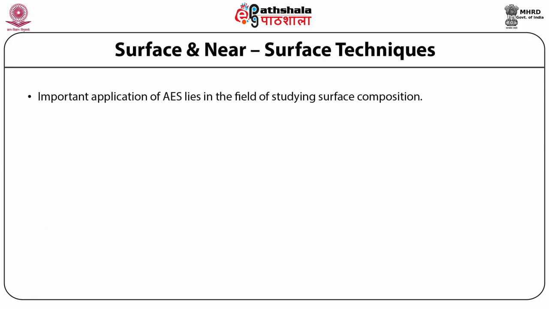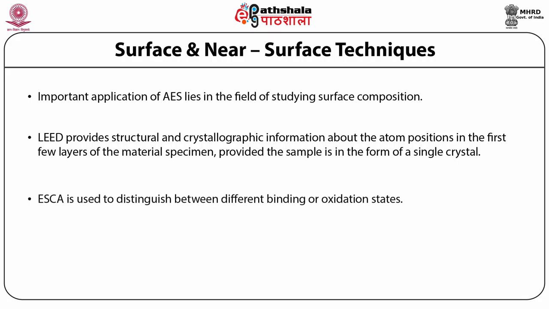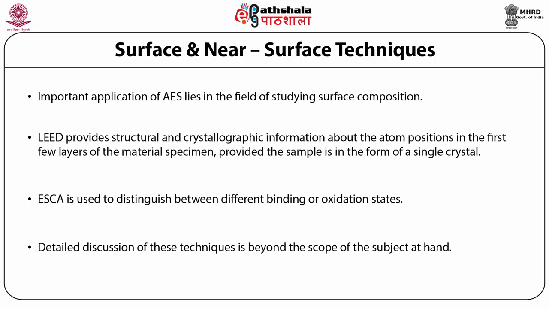An important application of AES, that is Auger electron spectroscopy, lies in the field of studying surface composition. LEED, that is low energy electron diffraction, provides structural and crystallographic information about the atom positions in the first few layers of the material specimen, provided the sample is in the form of a single crystal. ESCA, that is electron spectroscopy for chemical analysis, is used to distinguish between different binding or oxidation states. Detailed discussion of these techniques is beyond the scope of the subject at hand.